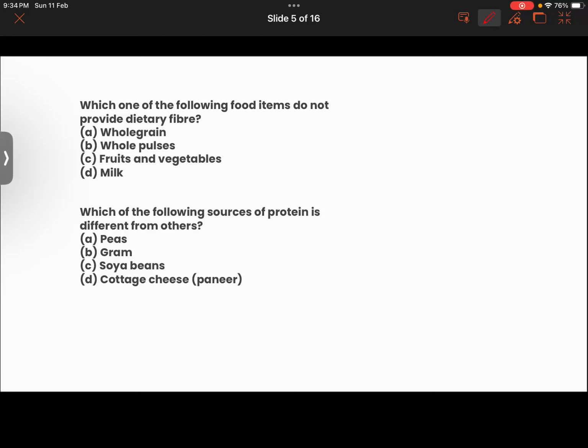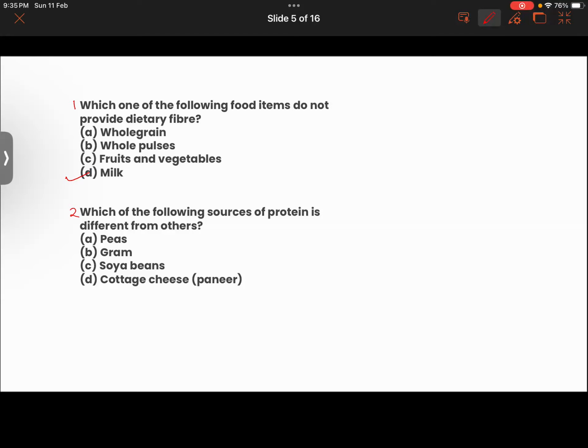Question number one: which one of the following food items does not provide dietary fiber? Dietary fiber. That is milk. Correct. Next question.